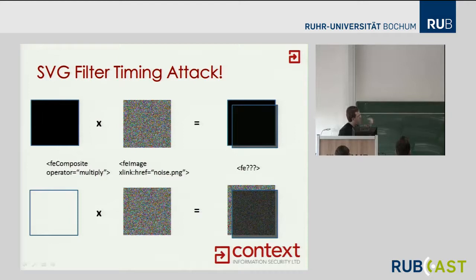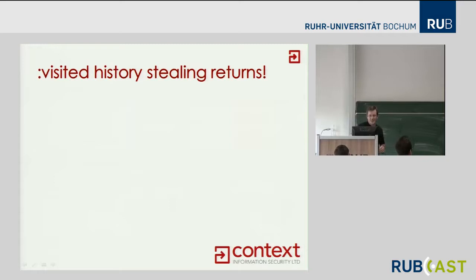And I found this particular filter that, when it is applied to both these images, will take a different amount of time to run. Because this is currently unpatched in Chrome and in Firefox, I'm not going to tell you which filter it is. If you wanted to go and look at the source, you probably could figure it out, but I'm not going to tell you now. So we can now bring the history stealing vulnerability back from the dead using this technique.